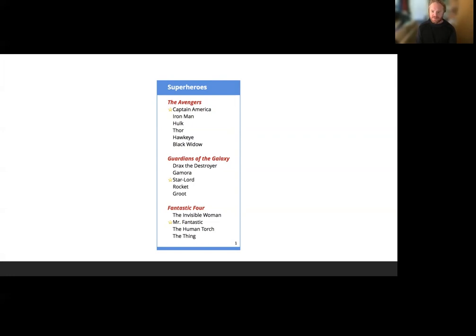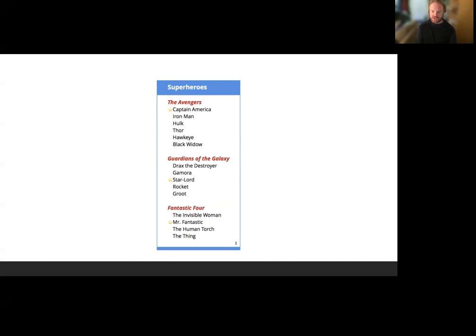The Avengers, Guardians of the Galaxy, and Fantastic Four are each in a different typeface than the characters or superheroes in each film. Also, the titles of the films are italicized and they are in red, whereas the superheroes are not italicized and they are in black.